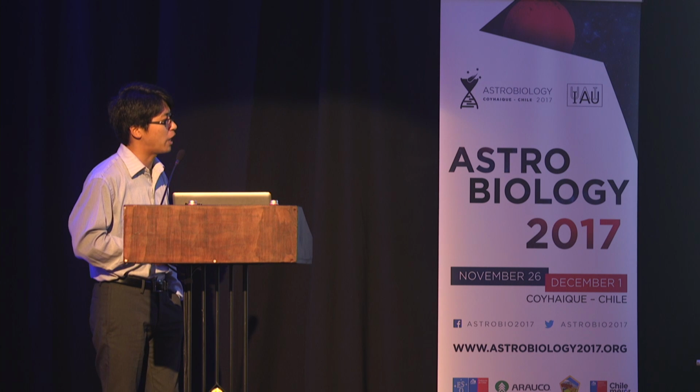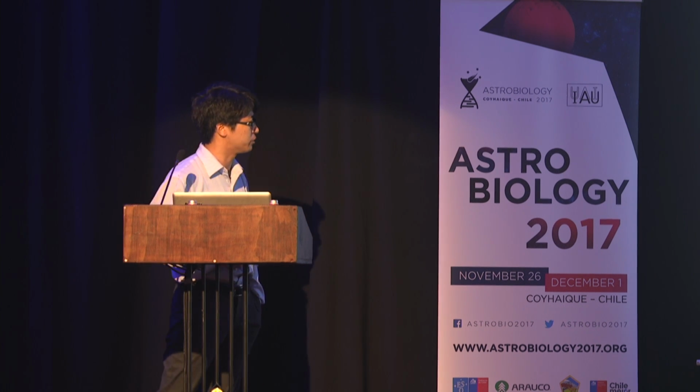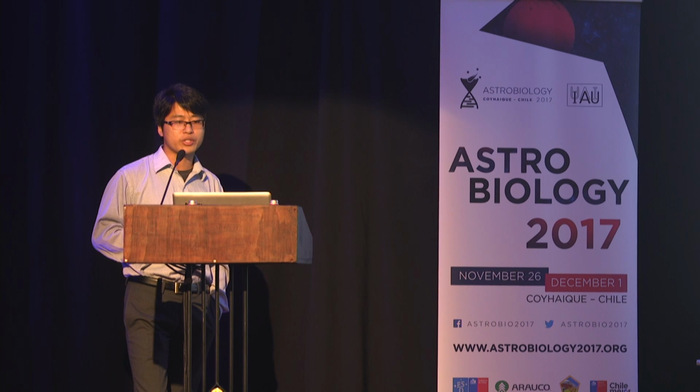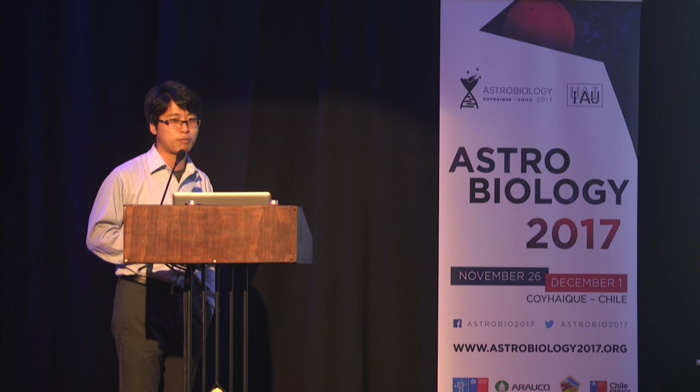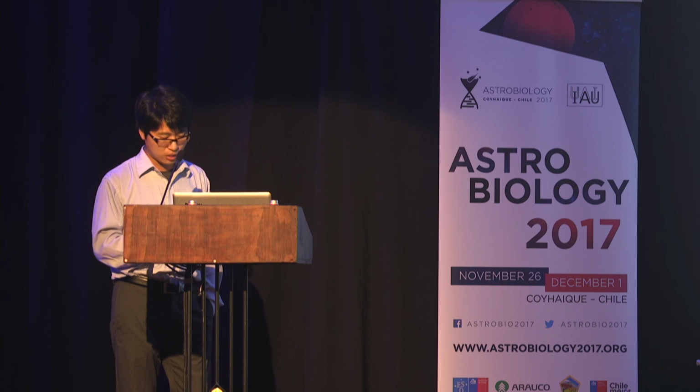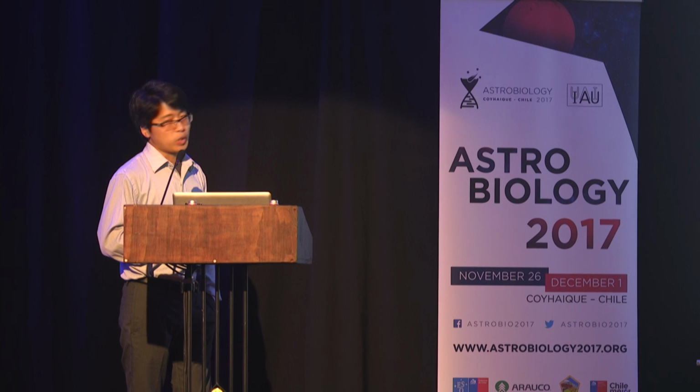And the lower two panels show the OC and the cumulative chi-square for the best fit. Well, now we may ask a question. Is the Sun to Earth devolatilization pattern really representative enough for the depletion features of solar system rocky bodies? So the answer would be yes and no. And why do we say that? Because the reason is twofold.